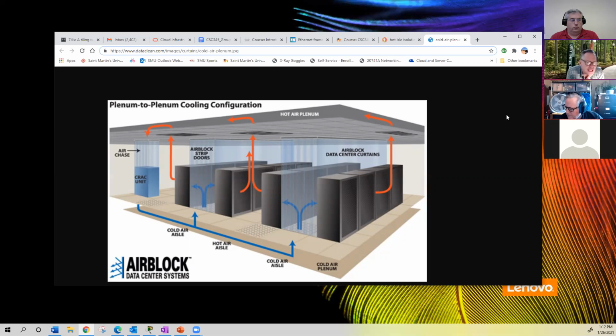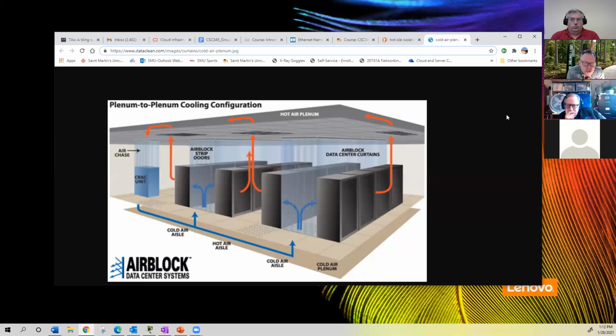As it comes across this radiator type element, it cools the air. The heat is transferred into the water that's flowing through this radiator, and then the air is forced out and blown out with a fan underneath to pressurize the underfloor. And then it will find the perforated tiles because that's its way out, and it will come up through the floor. And those blue arrows are the cold air pattern.